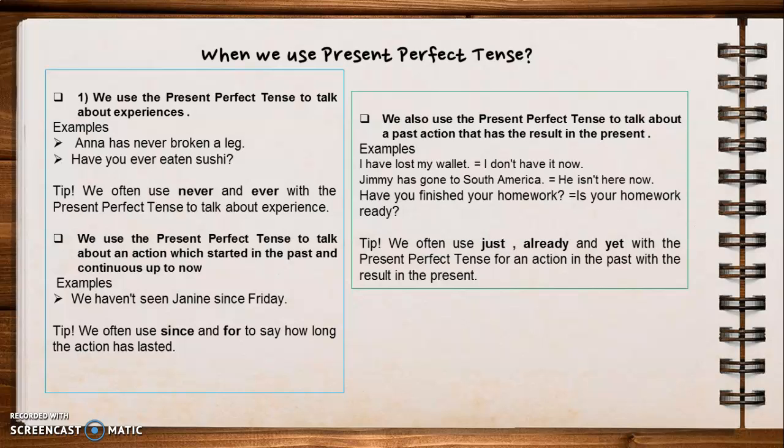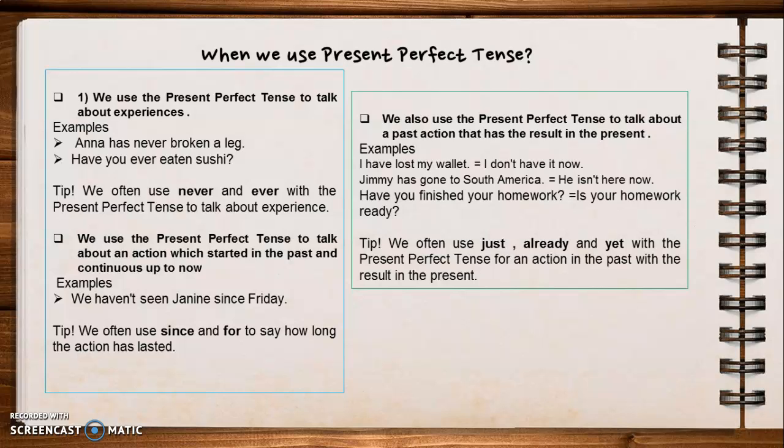Jadi, ketika kita ingin menggunakan kata-kata yang telah terjadi dan masih berdampak sampai sekarang, kita menggunakan since or for. Jadi di sini, ya, we, subject, have not, verb 3, Janine since Friday. Jadi kami tidak pernah melihat Janine sejak hari Jumat. Berarti it means sampai sekarang mereka belum bertemu juga dengan Janine-nya.